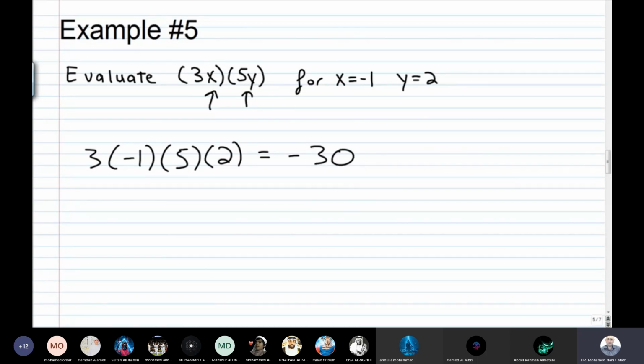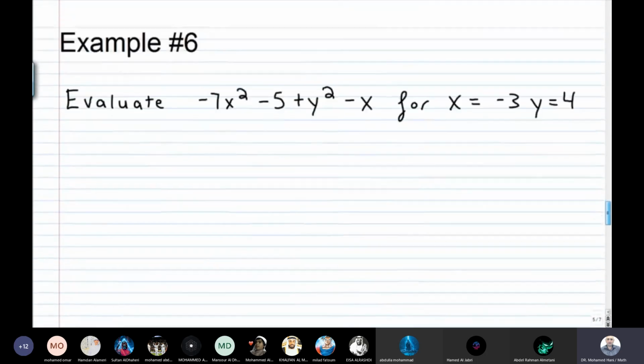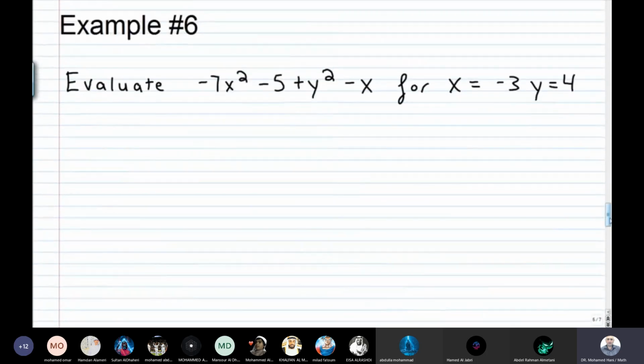All right, let's take a look at example 6. For example 6, we want to evaluate negative 7x squared minus 5 plus y squared minus x, where x equals negative 3, y equals 4. So again, I'm going to plug in a negative 3 for the x here, a 4 for the y here, and a negative 3 for the x here. Just pay close attention to the signs. You have negative 7 times x squared. I'm plugging in a negative 3 for the x.